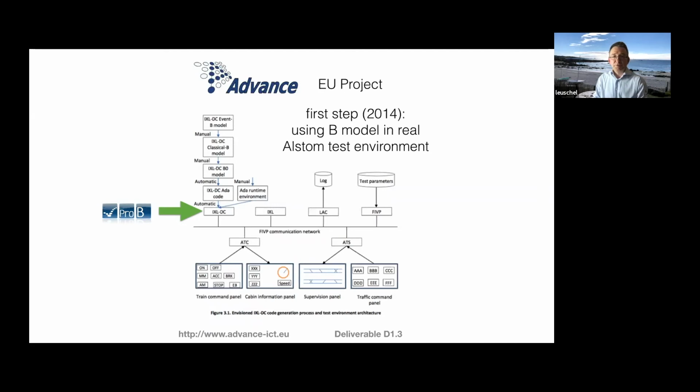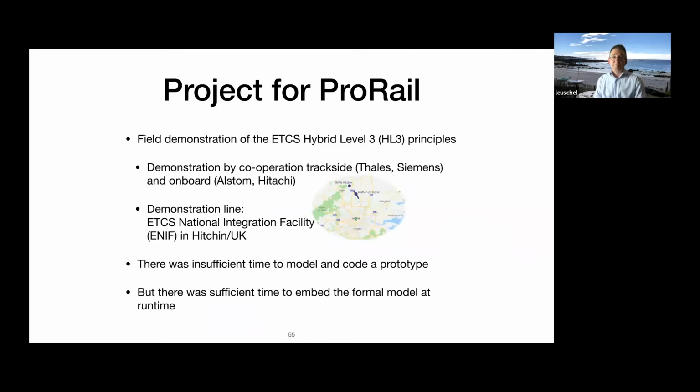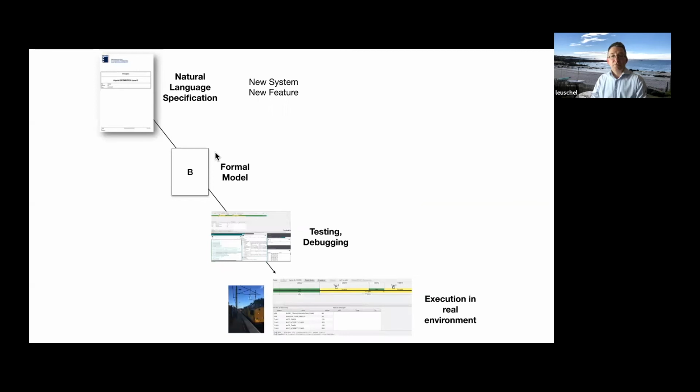But what I want to focus on here is this hybrid level 3 application. So the story was that in December 2017, it was scheduled to have a trackside test to check whether these new principles could work in practice. And Thales actually didn't really have sufficient time to develop an implementation, but there was sufficient time to write a formal model, and we used it as a prototype. And so that turned out to be quite successful. So we had a formal model, which we used to actually find quite a lot of issues in the natural language specification. And later we were able to run it in real time.